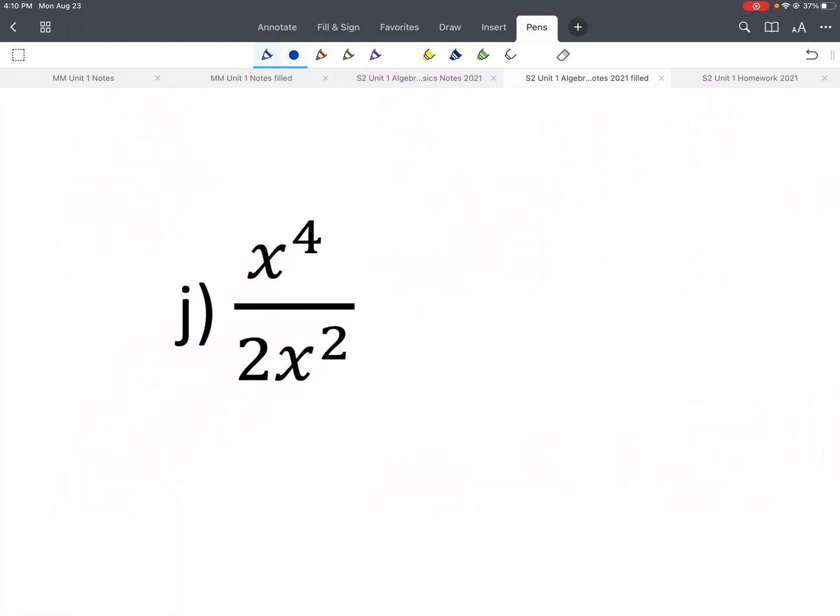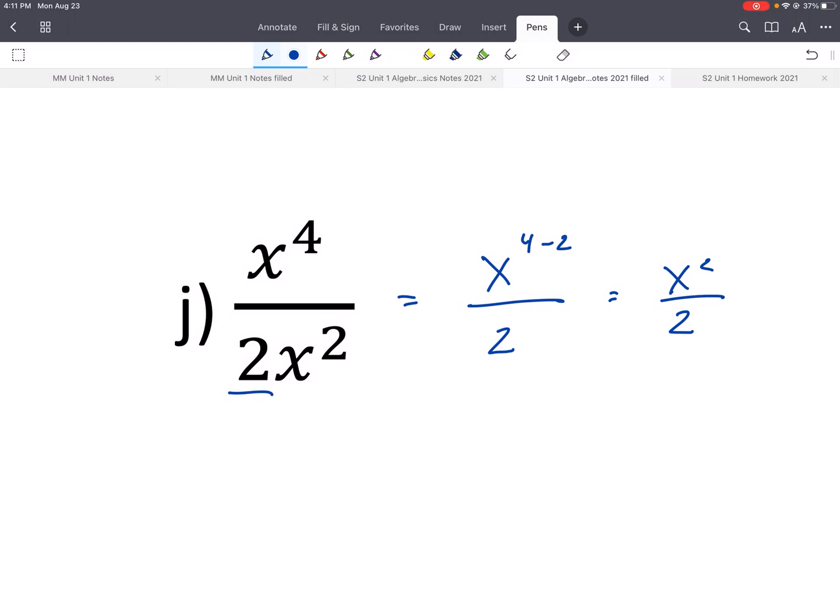Okay, now we're doing division. What happens when we have like bases and we're dividing? Well, then we subtract their exponents. Okay, so this would be x to the 4 minus 2. And this coefficient that was down here, that will stay. Okay, so that gives us x squared over 2.